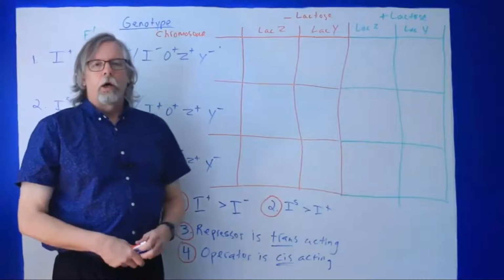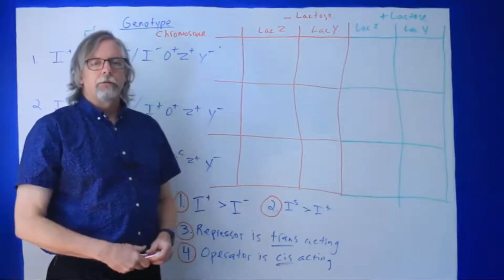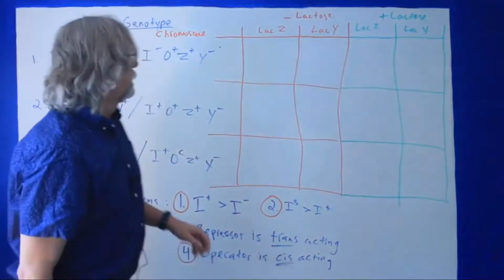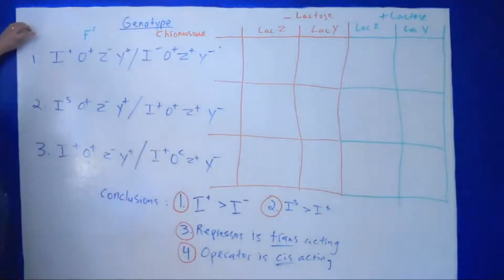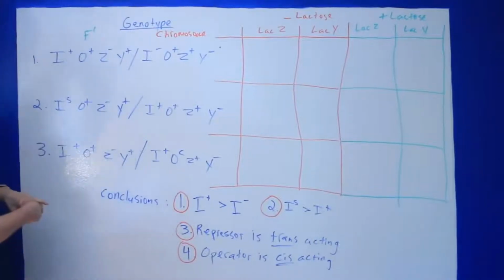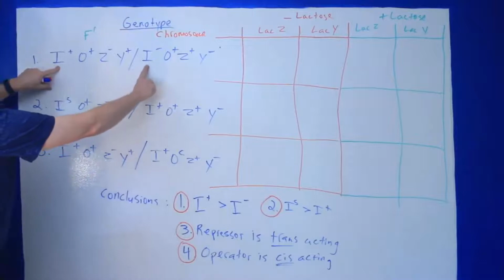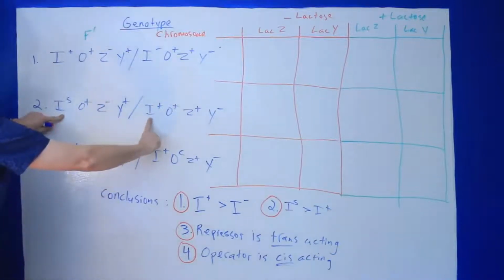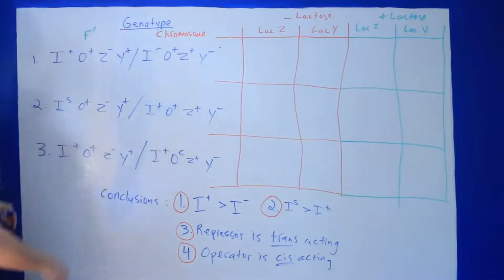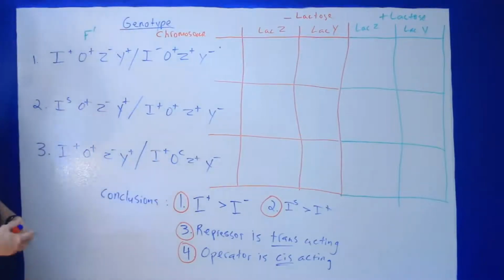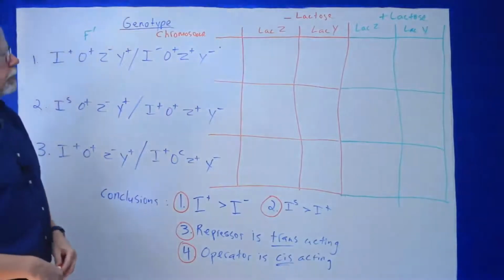So I've redrawn the 3 experiments that Jacob and Monod carried out. And here are the 3 genotypes that were in the previous video. They're testing, is the wild type lac repressor dominant to the mutant? Number 1. Is the super repressor dominant to the wild type? Number 2. And how about the situation for operator wild type versus constitutive alleles?